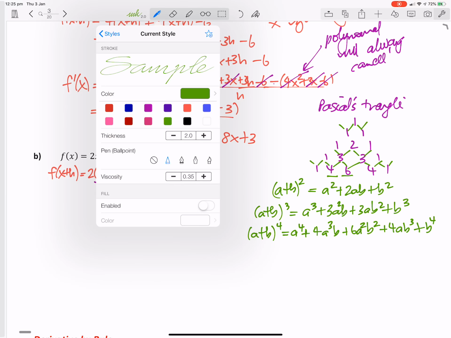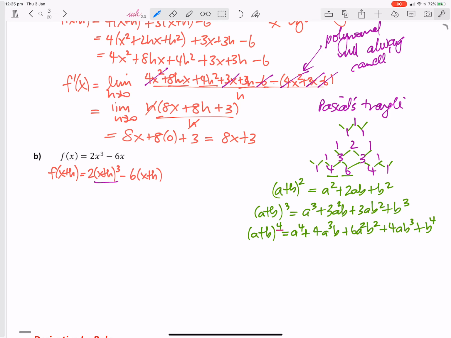And what you'll see is my first thing starts with the highest power, 4. Then it goes down, 3, 2, 1, 0. My second thing starts at 0. Then it goes to 1, 2, 3, 4. Together, the powers always add up to 4.